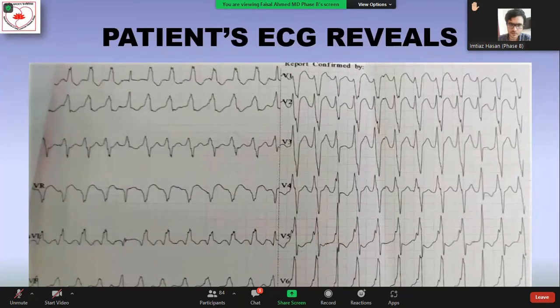But I should also bear in mind the other causes of regular wide complex tachycardia, like SVT with aberrant conduction, SVT with pre-existing bundle branch block, right ventricular pacing, and antidromic AVRT.